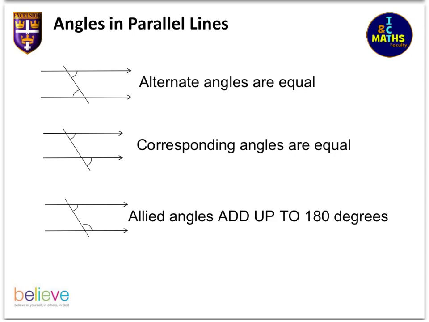And the final set of angles are the most important ones, I think, for bearings. So these are allied angles, and the fact about these is they're not equal. They do add up to 180 degrees. What you've got to notice, this example is a pretty good one actually. This angle here is an acute angle, it's less than 90 degrees, and this one here is much bigger than 90 degrees, so there's no way that they can be equal. They do, however, add up to 180 degrees, and this one angle fact is probably the one we're going to use most when working with bearings.